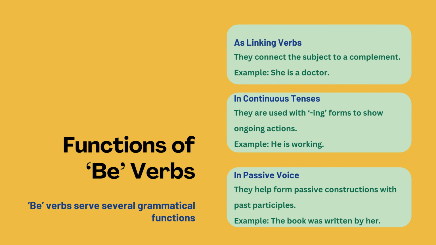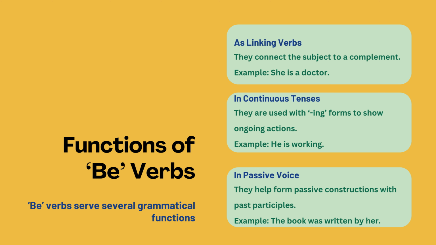Now that we understand the forms and usage of be verbs, let's explore their functions in English grammar. Be verbs serve several key grammatical roles. 1. As linking verbs. One of the primary functions of be verbs is to act as linking verbs. They connect the subject of the sentence to a complement, which can be a noun, an adjective, or a prepositional phrase. Example: She is a doctor. Here, is links the subject, she, to the complement, a doctor, identifying her profession.